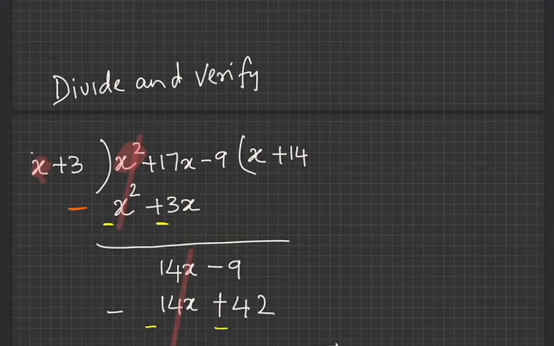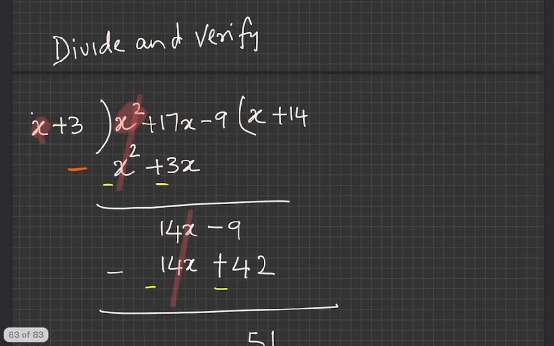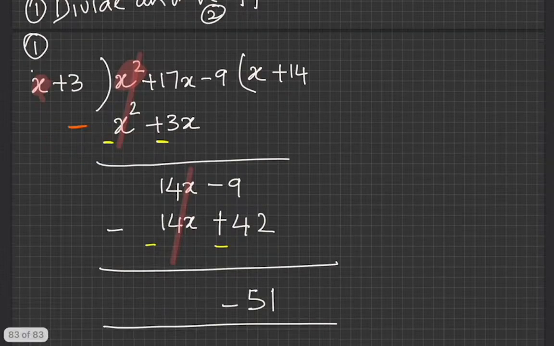So basically verify your answer, correct? So now we have divided it. We have got a quotient x plus 14, and then we have a remainder that is negative 51. Now, is this the correct answer? Because this is the first part of it, and this is the second part of it. So the first part is done. So now let's verify.